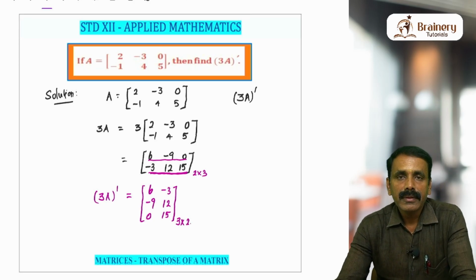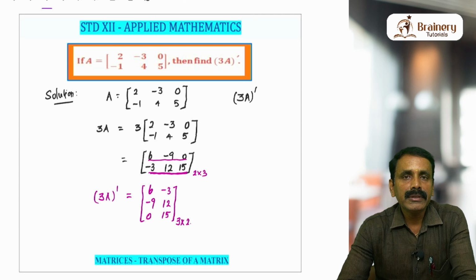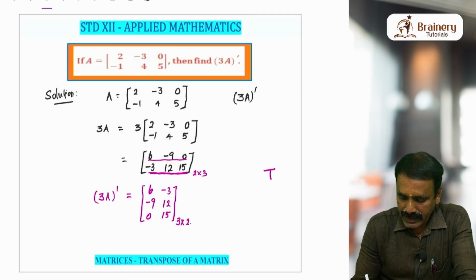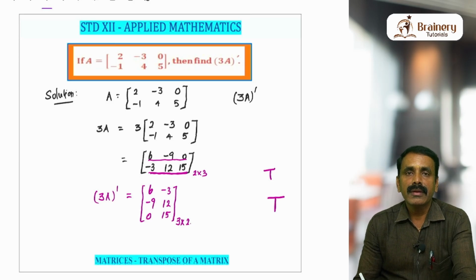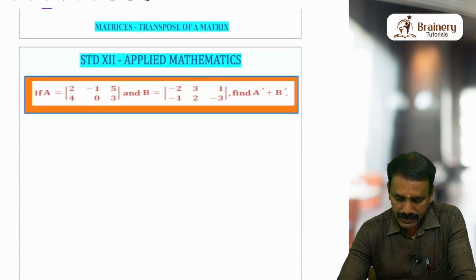Okay, very simple. So how to find (3A) transpose? A matrix is given. First find 3A. How to find 3A? Multiply 3 to all the elements of matrix A, by which we get 3A. To find (3A) transpose, we have to write the row elements as column elements. Transpose, T if you write, is very simple to remember. Row elements will be rewritten as column elements. Horizontally written elements will be rewritten in the vertical way. Is it clear? So let us solve another problem in this concept.